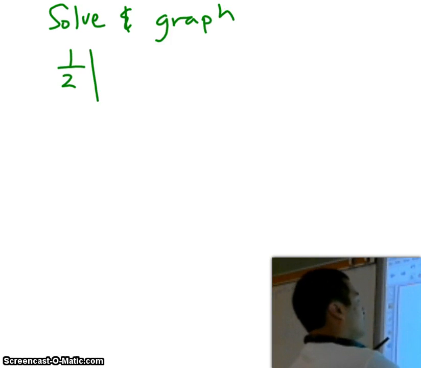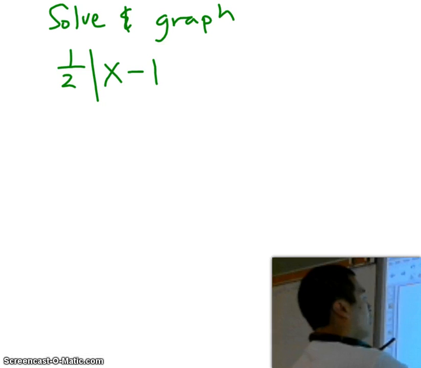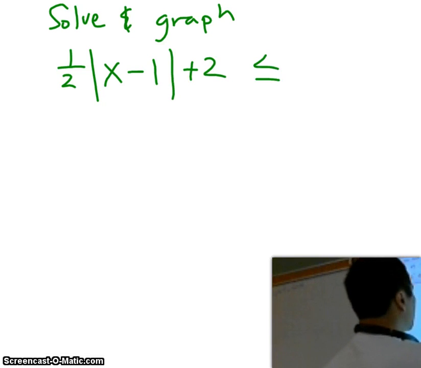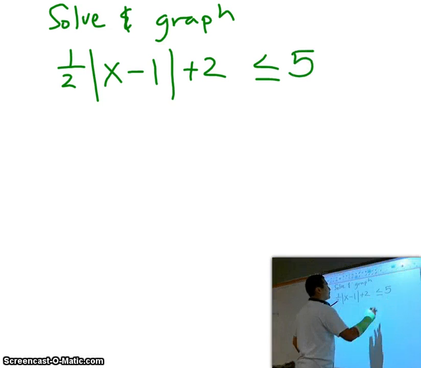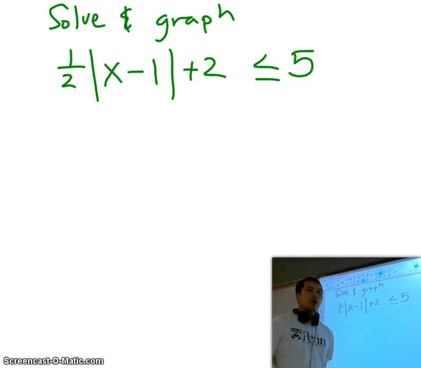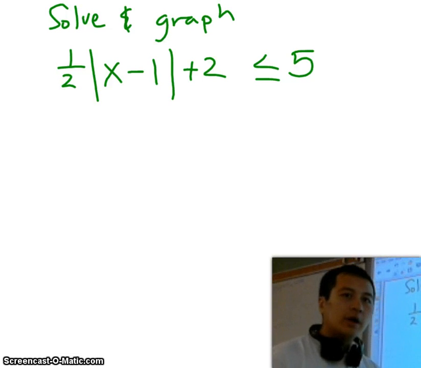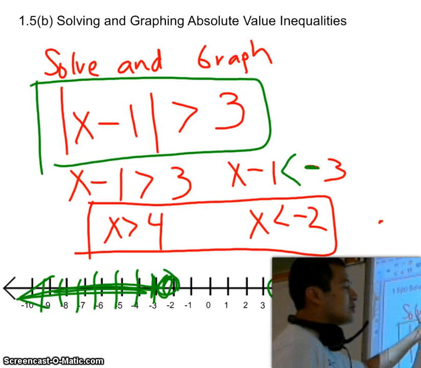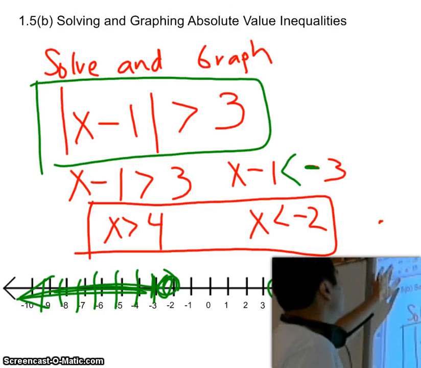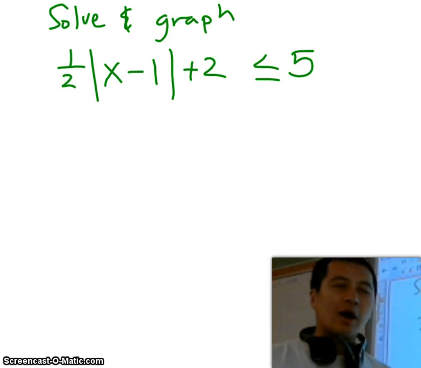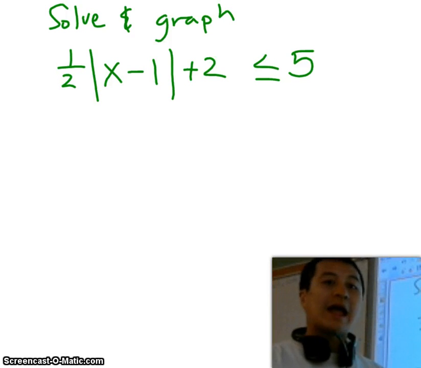1/2 absolute value of x minus 1 plus 2 is less than or equal to 5. Now solving for this one's a little bit harder. When you're looking at this problem, you go, okay, I'm not used to this. I'm used to seeing something like this, where the absolute value is by itself. So when we see something that looks a little more complicated, we try to simplify it. They actually added more stuff to make it more complicated.